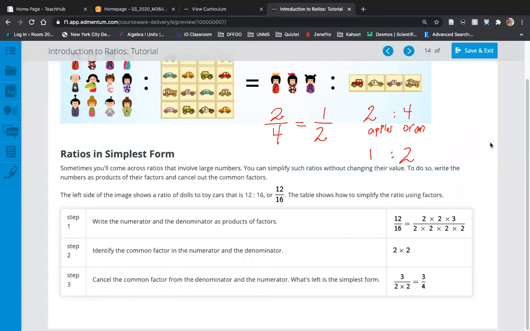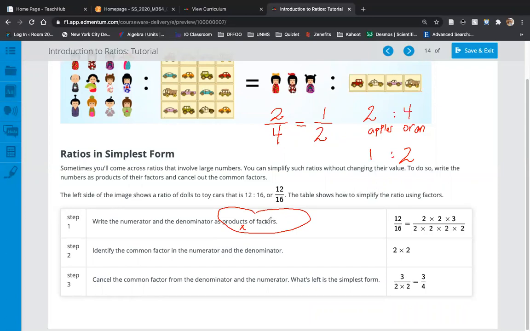All right. Now, it's giving you some ideas here on how you can go ahead and simplify these when they have bigger numbers, right? So looking at the example of 12/16, it says the first thing that you want to do is write out the top and the bottom as a product of factors. Does anybody know what that means, product of factors? Right? Product in math just means multiplication.